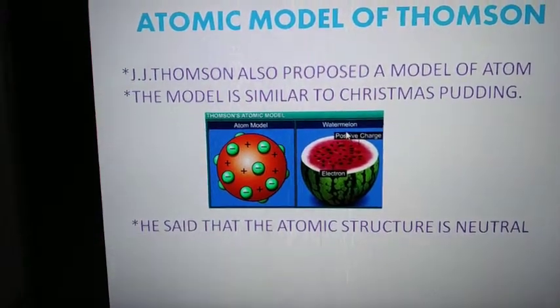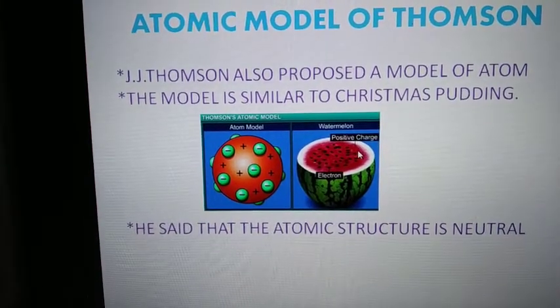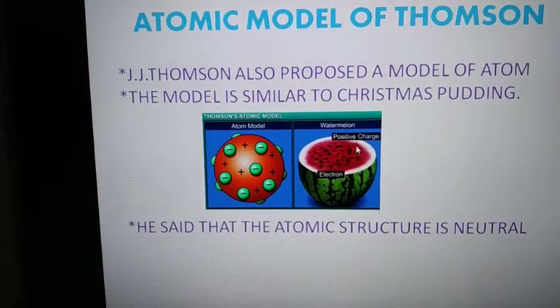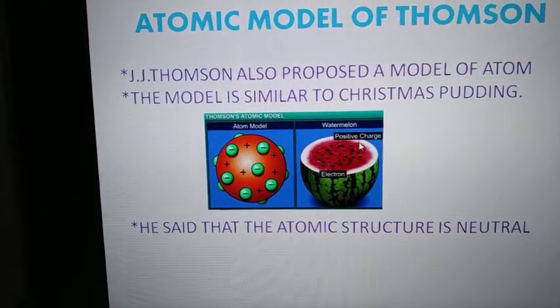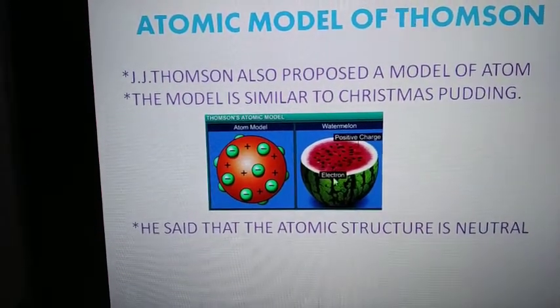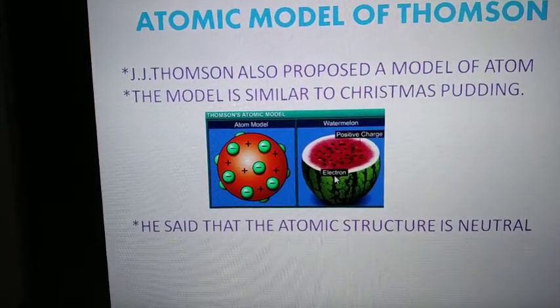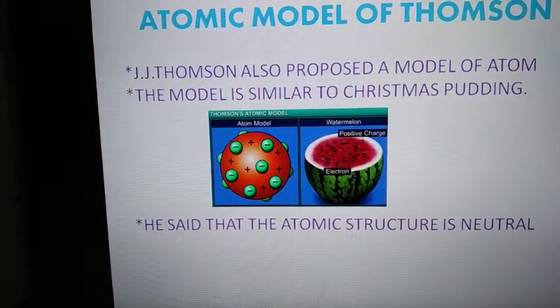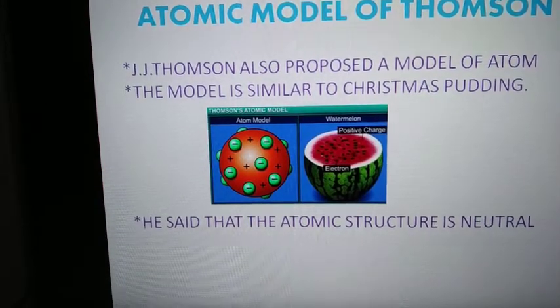See, this is a watermelon. He also gave the example for this. The red edible part is the positive charge and the black seeds are the electrons. So his final observation is that the atomic structure is neutral as a whole.